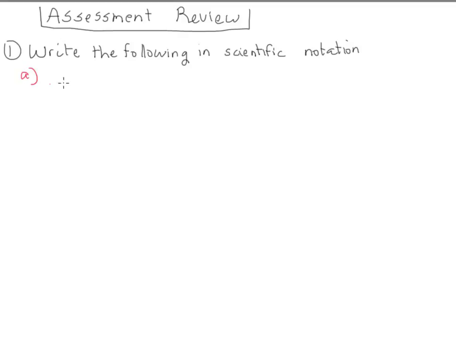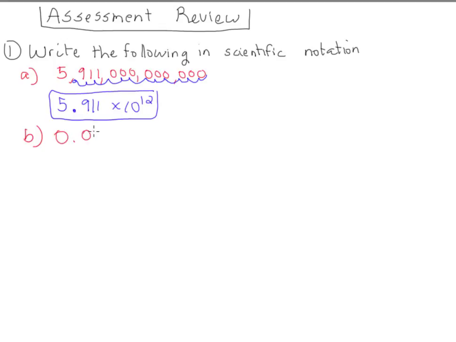Write the following in scientific notation. So let's say we have 5,911,000,000,000. To write this in scientific notation, I need to move the decimal to after the first non-zero number. So let's count how many times that is. There's 3, 6, 9, 12. So I'd write 5.911 times 10 to the 12th power.